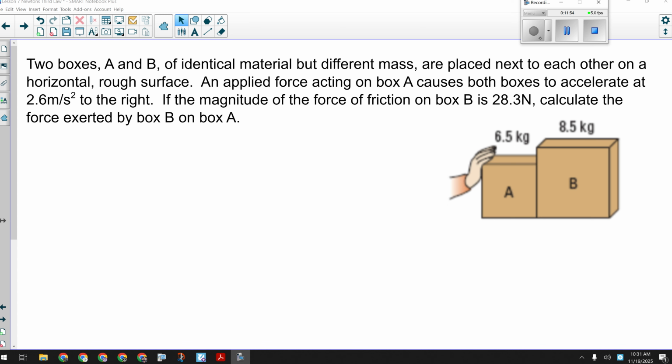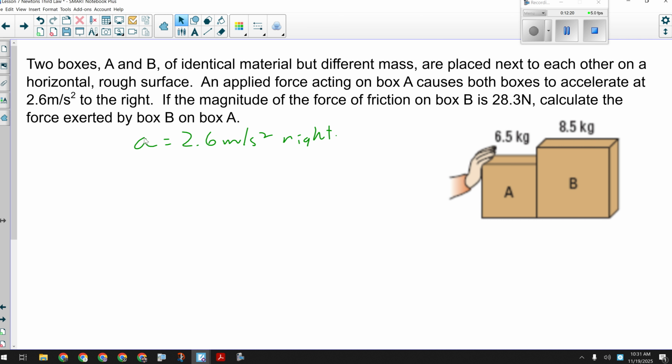So for this one, they're identical materials, but different masses, and they're on a horizontal rough surface. We know their acceleration is 2.6 meters per second squared to the right. Which means, since we know their masses, we can calculate the net force on the system, and the net force on individual boxes, so that's handy.